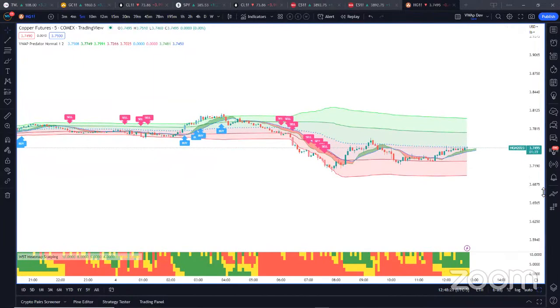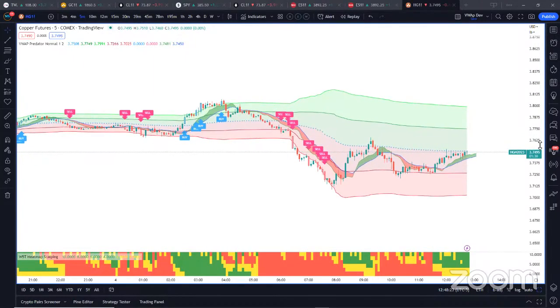Now, I am very proud of this, guys, because you know my logic in understanding behavior with both price action and volume.